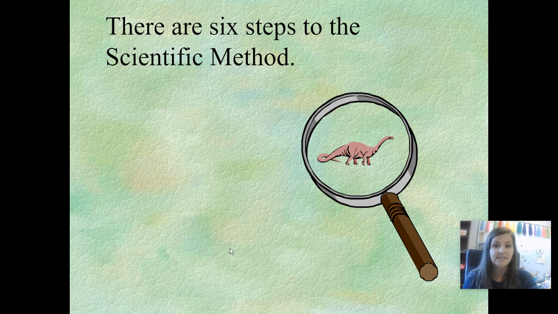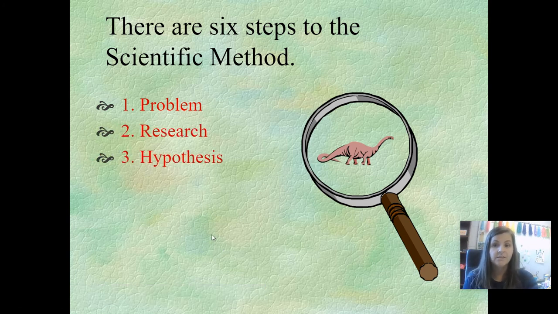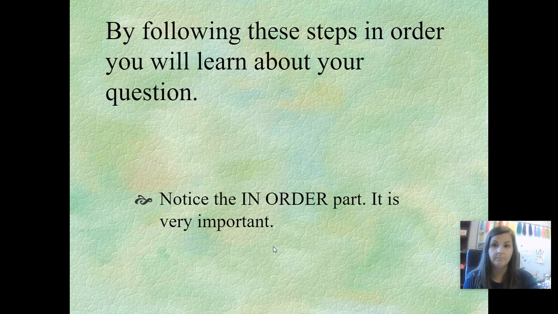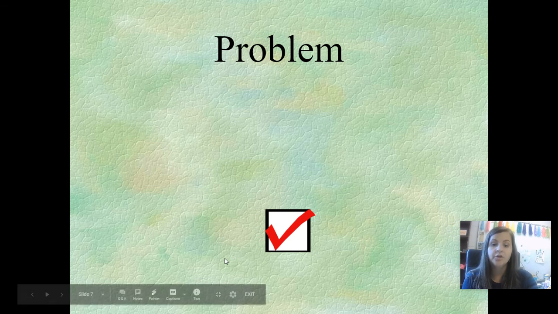There are 6 steps to the scientific method. Step 1 is the problem. Step 2, research. Step 3 is hypothesis. Step 4 is the experiment. Step 5 is analyze or record data. And step 6 is the conclusion. By following these steps in order, you will learn about your question. Notice the in order part. It's very important.